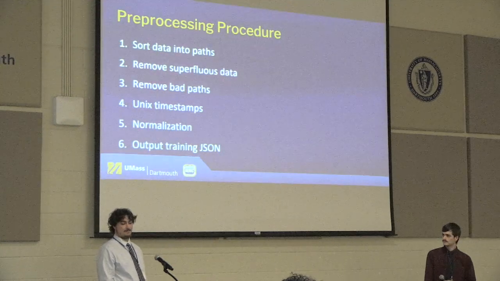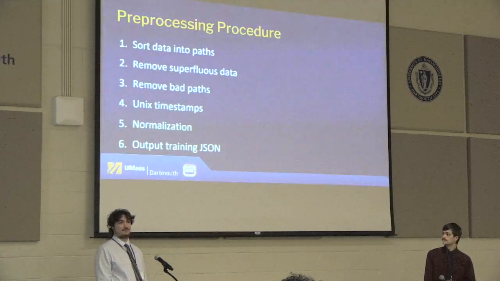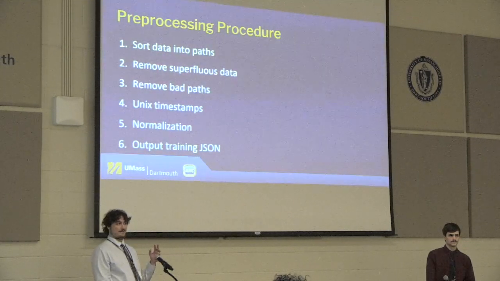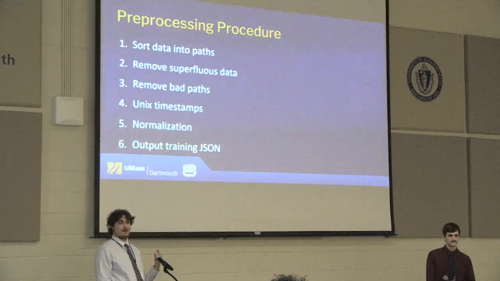And that is a 6-step process. The very first thing we have to do is start by sorting the data into actual paths. All of the sample points that are coming in from our data set are just kind of random.